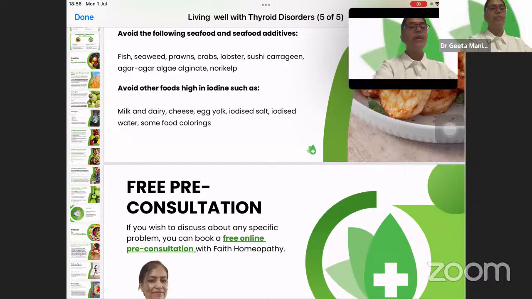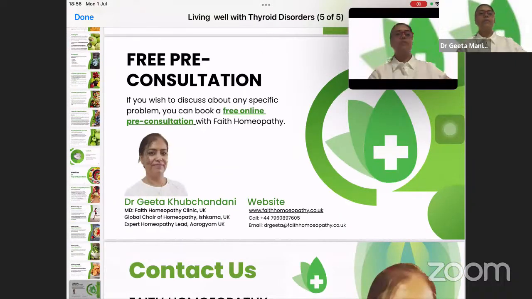And these were the dietary tips and, in general, what can help you, the lifestyle changes for thyroid disorders. And if you need to book a pre-consultation, you can go to my website. You have the free online pre-consultation slot where we can speak for some 10 to 15 minutes and discuss your health, if we can help you, and then we can confirm the appointment for you.